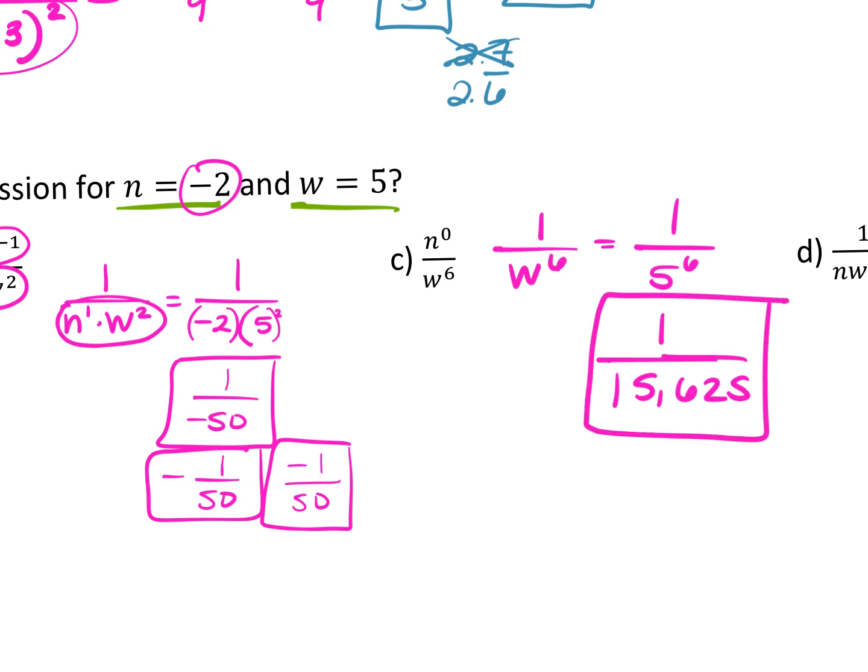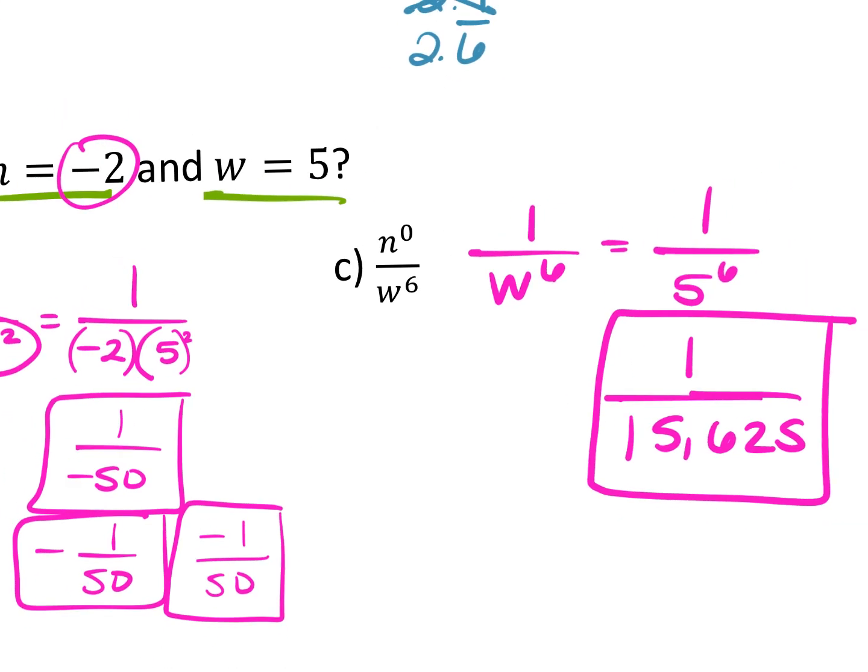Okay, now here's my question. What if you plugged the numbers in right away? What if you went -2 to the 0 power over 5 to the 6? Would you get the same answer? You would, right? Because anything to the 0 power is 1. So it's not wrong if you plug the numbers in before you simplify. I just think it's easier if you simplify first.